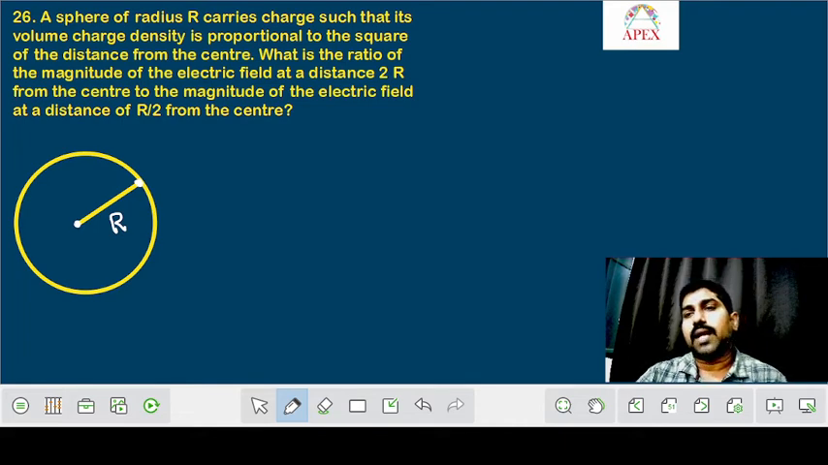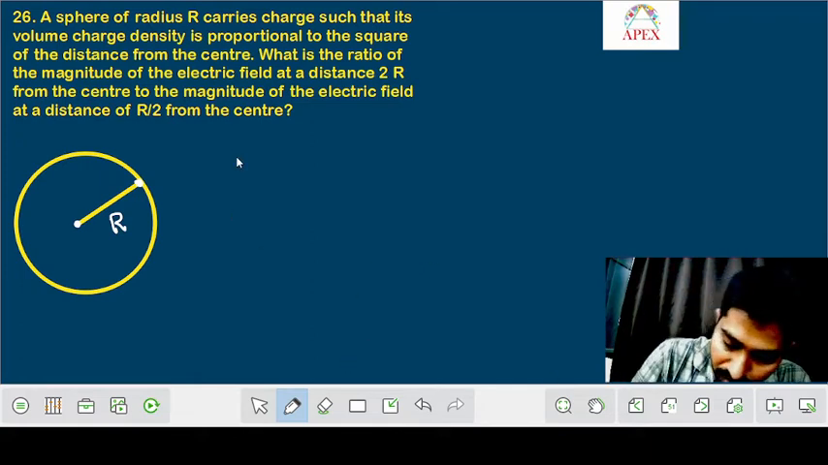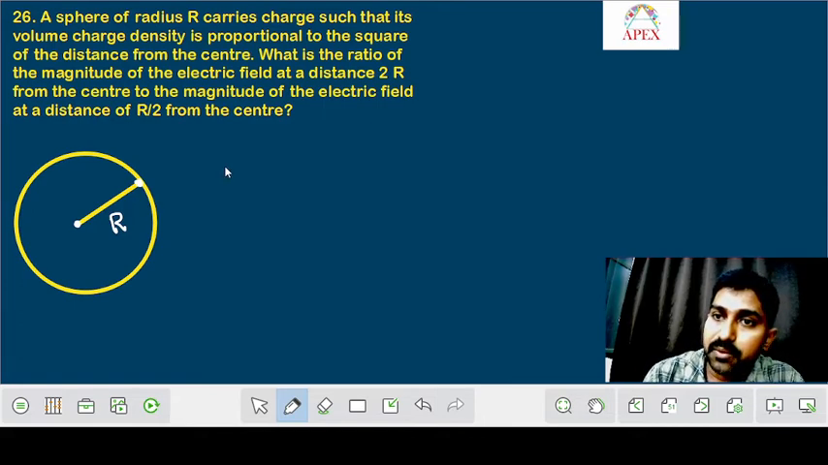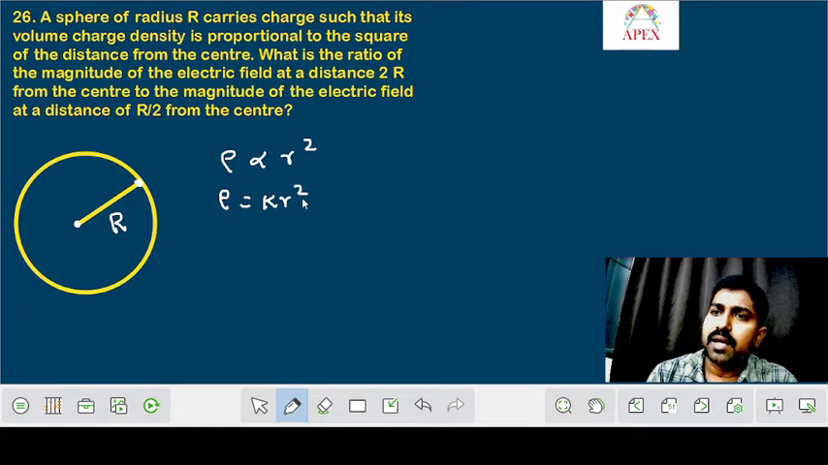So here first of all you have to see whether a variable charge distribution is given, or a constant or uniform charge distribution is given. From the first sentence we can understand that its volume charge density is directly proportional to the square of the distance from the center. So you can just write that volume charge density, rho, is directly proportional to the square of the distance, so rho is proportional to r square, and of course rho is equal to some constant k into r square.